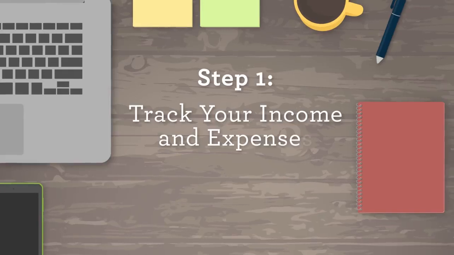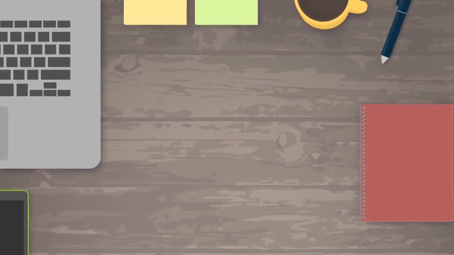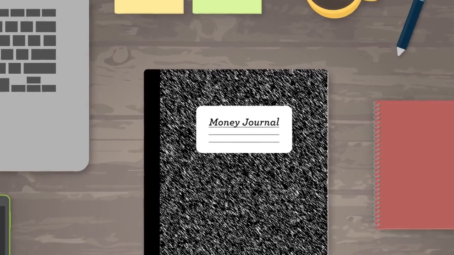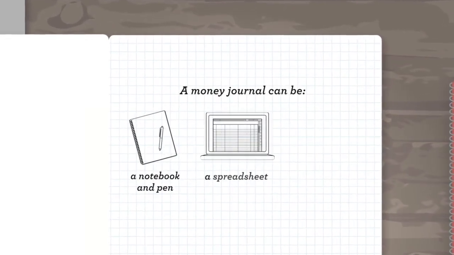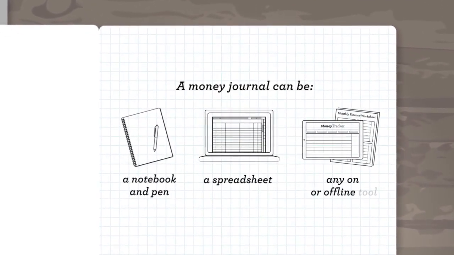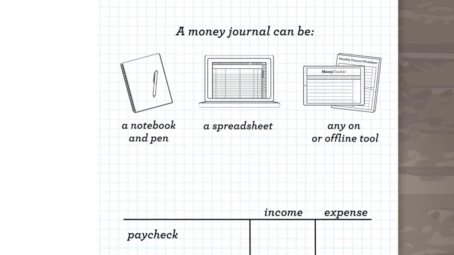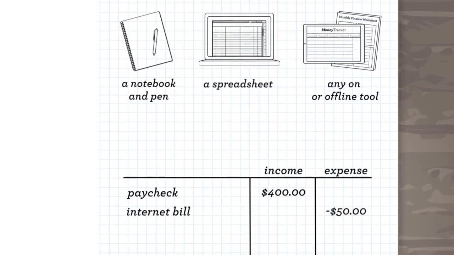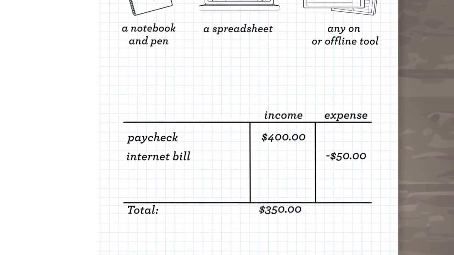Track your income and expenses. It's time to do a little journaling. Not the Dear Diary type, but the kind that deals with numbers. Tracking your income and expenses is best achieved with a money journal. A money journal can be a notebook and pen, a spreadsheet, or any on or offline tool that works for you. Every time you receive money, note that as income. Every time you spend, note that as an expense. Voila, step 1 is done.